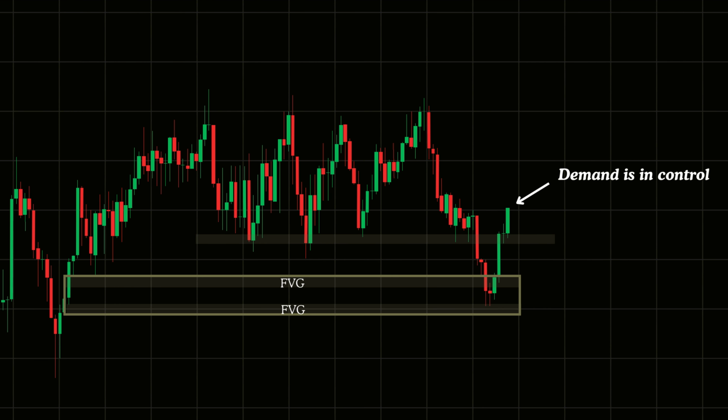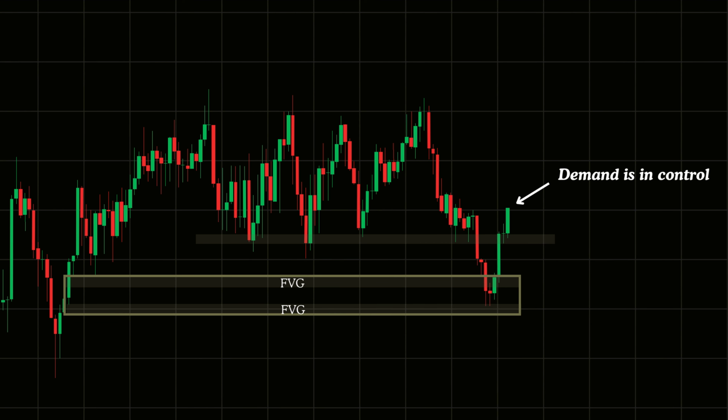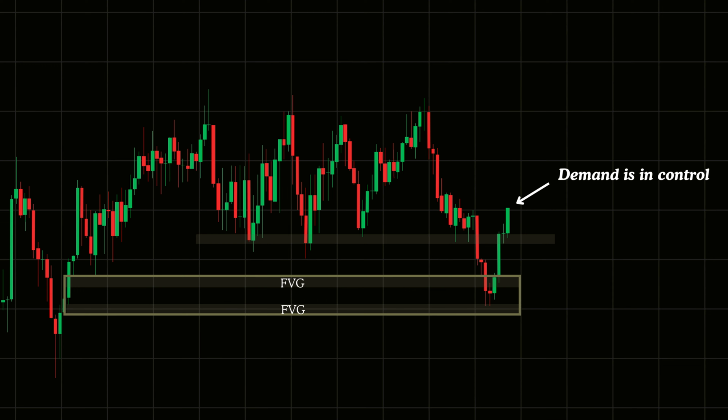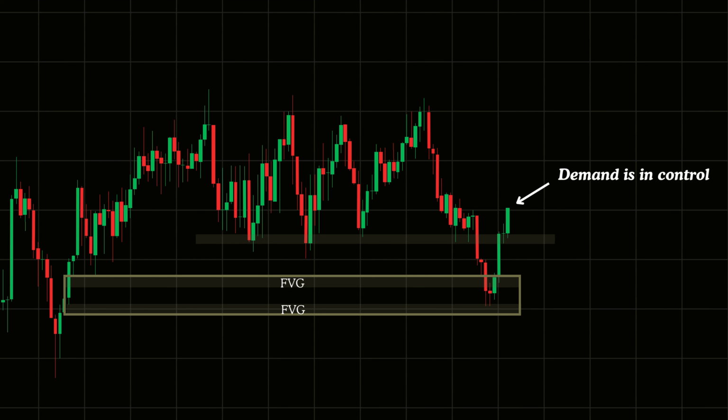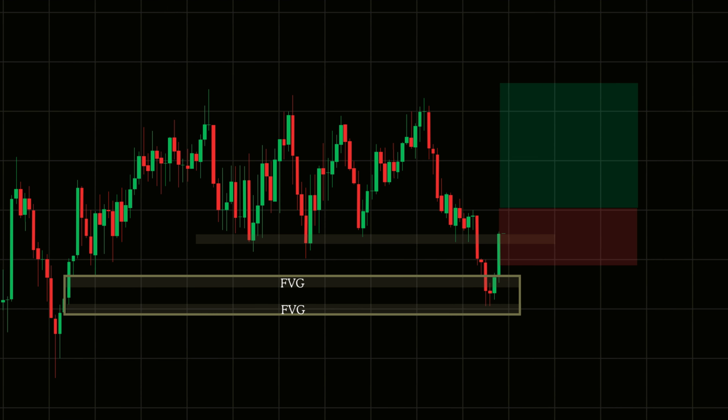Notably, price has now returned to the range, suggesting the earlier drop was likely a liquidity sweep below the equal lows, a classic fake out. With this in mind, we can consider entering a long position, placing our stop just below the fair value gaps.